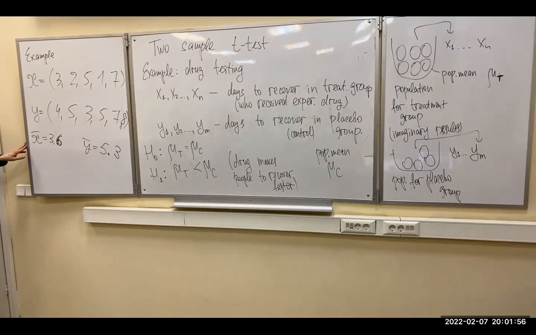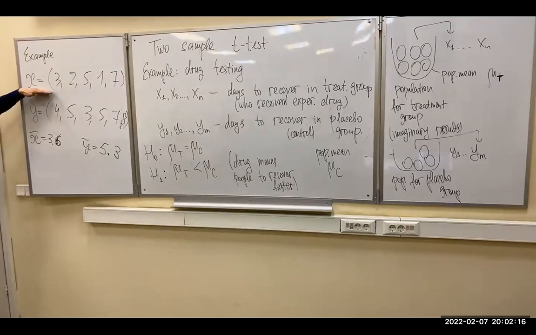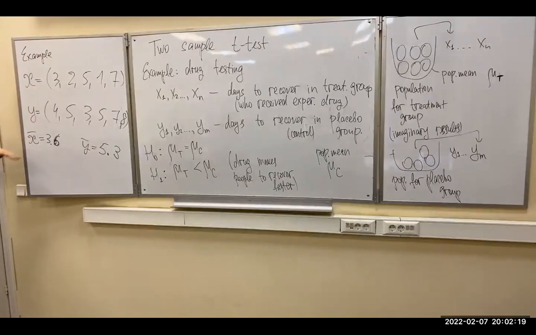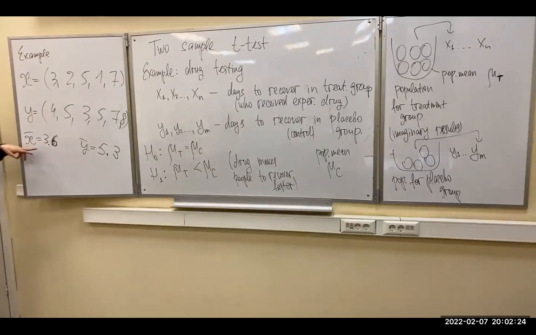Is this result convincing to say that indeed we have an effect? Indeed, we obtained enough information to claim that the population mean here is less than the population mean here. That the mean of the population from which these values were obtained is less than the mean of the population from which these values were obtained. Indeed, X bar is less than Y bar. But is it enough? Take into consideration the standard deviation.